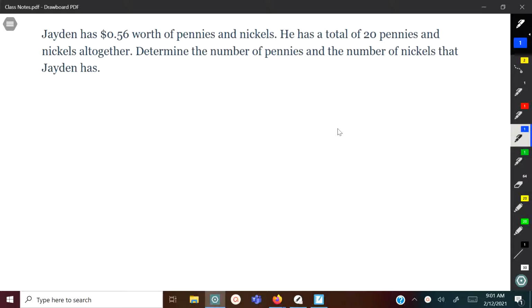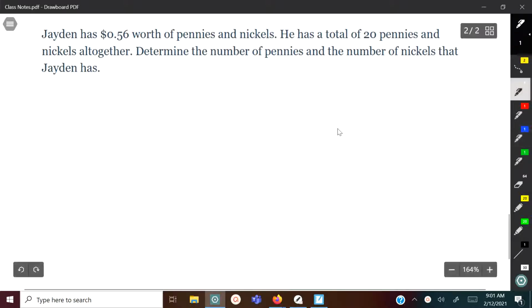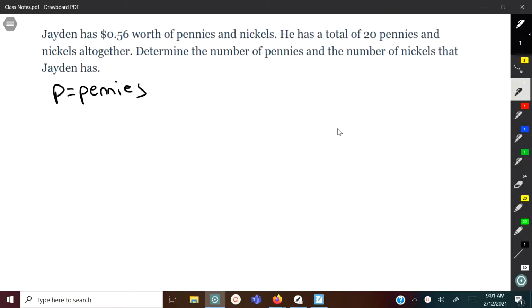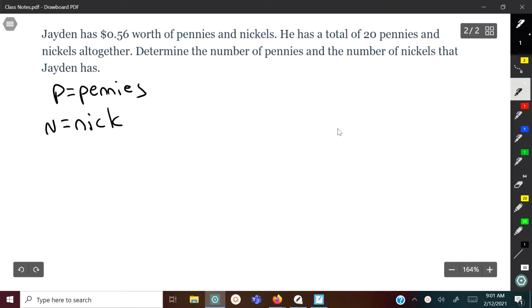So, we're going to have the P represent pennies. And we're going to have N represent nickels. And sometimes when you're dealing with these problems, they don't give you all the numbers. And this is an example here. You're looking here, you got 56, and you got 20, and that's the only numbers that you have. Where are the other numbers? Well, some of the numbers you just need to already know. Like the fact that a penny is worth 1 cent and a nickel is worth 5.